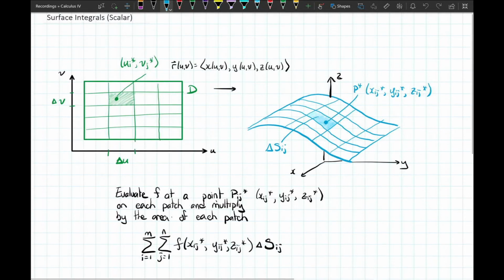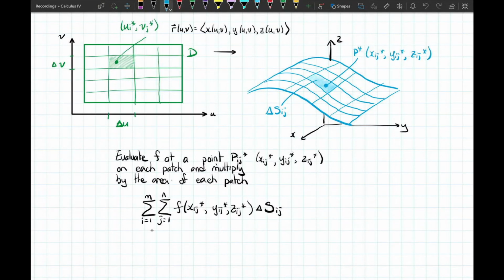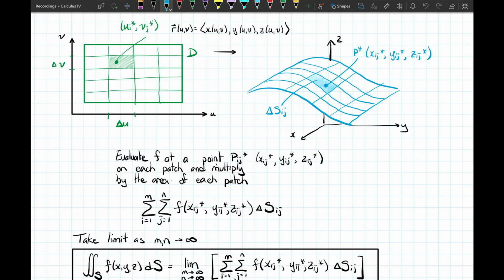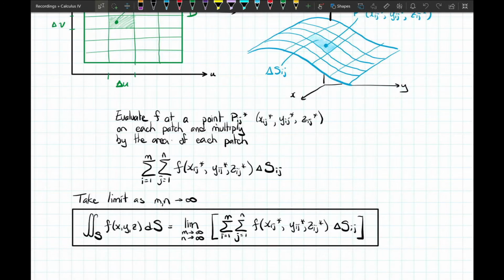Then what we are trying to do here is sum up over all of the patches from i equals 1 to m and j equals 1 to n, plugging the point into the function, multiplying by the area of each patch, and then if we take the limit as m and n go to infinity, then we get the definition of our surface integral of f over the surface S. And you'll notice that this is very similar to the definition of the line integral, with the difference that here we have little patches on the surface instead of little sub-arcs. We have delta capital Sij instead of little delta s.